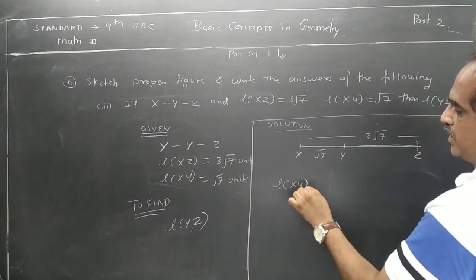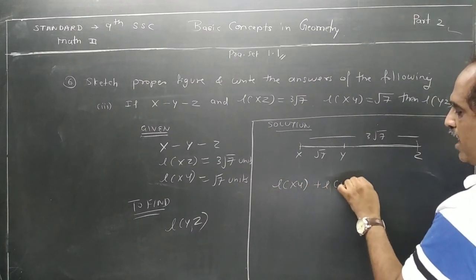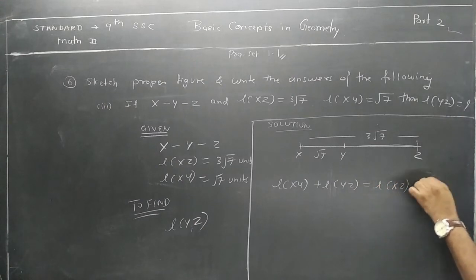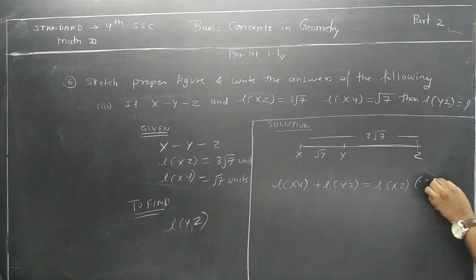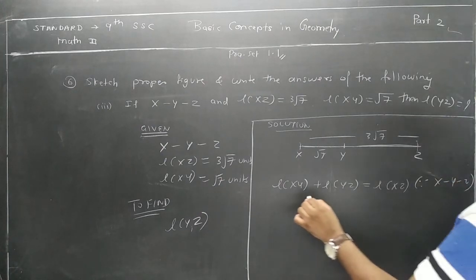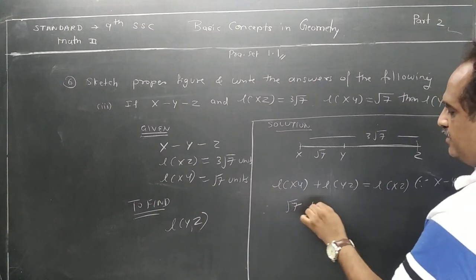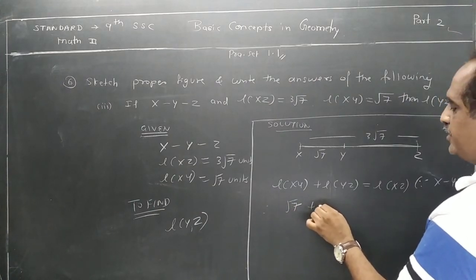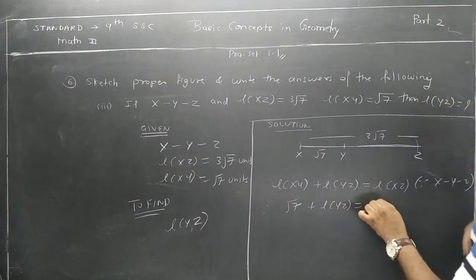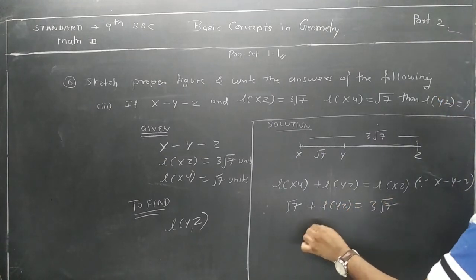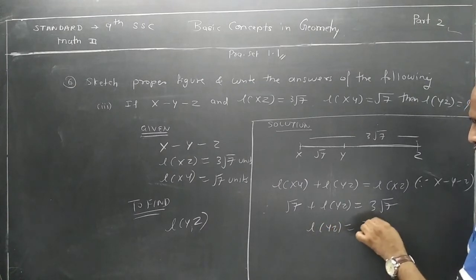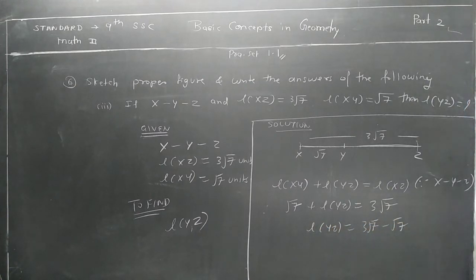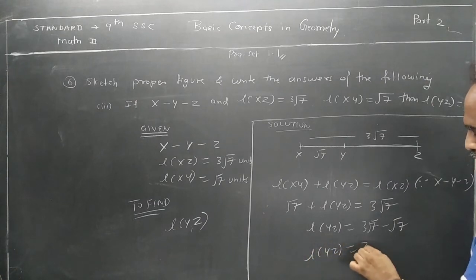Length XY plus length YZ is equal to length XZ, since Y lies between X and Z. XY is how much, students? √7 plus YZ, which we have to find out, is equal to 3√7. And length YZ is equal to 3√7 minus √7. That indicates 3√7 minus 1√7. So 3√7 minus 1√7 is 2√7.